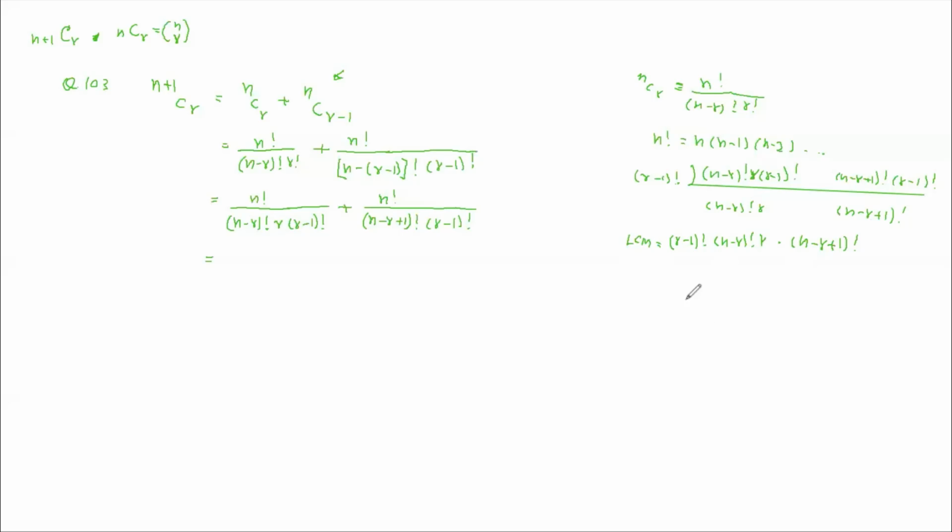Okay, then you multiply by the LCM to make the denominator here, times LCM to every term, to this term and this term. So for the first term here, we multiply this one. So do this way: n factorial over (n minus r) factorial.